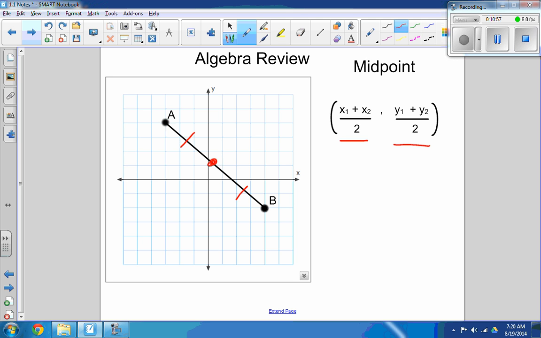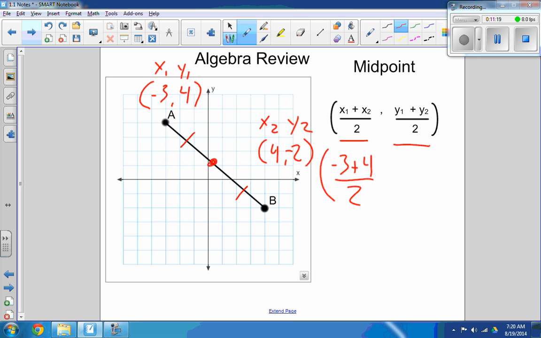So let's look at the coordinates of these. A is at negative 3, 4. B is at 4, negative 2. So this is x1, y1, x2, y2. So x1 plus x2 divided by 2, y1 plus y2 divided by 2. So that's 1 divided by 2, 2 divided by 2.